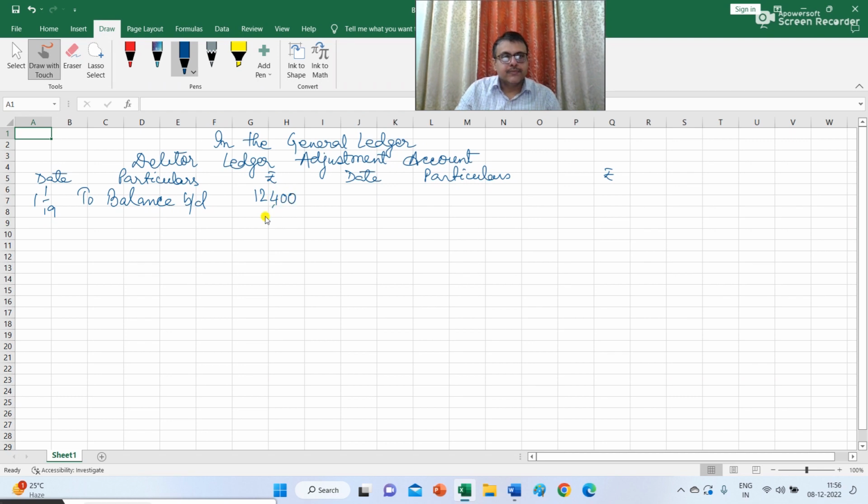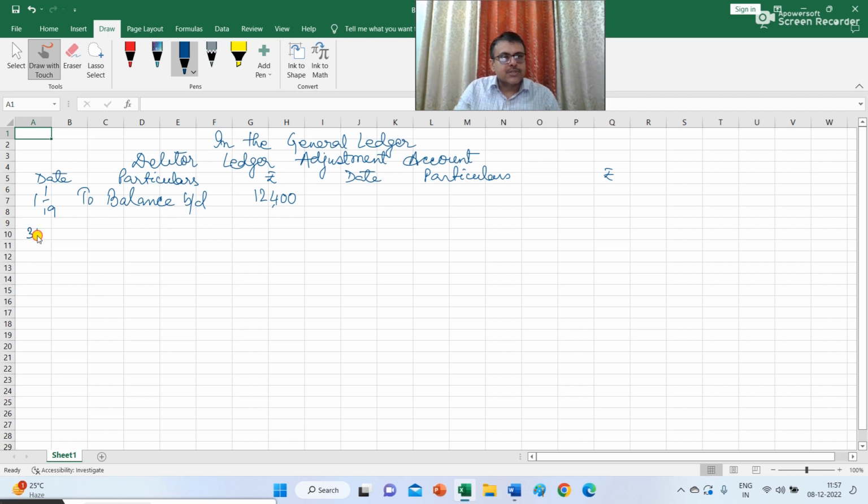12,400. Next is the provision for doubtful debt, given as rupees 1,000. So we have to ignore this transaction because it is not to be recorded in debtors ledger adjustment account. Next is given the total sales being 23,000 rupees and the cash sales rupees 4,000. So what is the amount of credit sales? So 23,000 minus 4,000 is 19,000. So cash sales is 4,000. So the credit sales is 19,000.